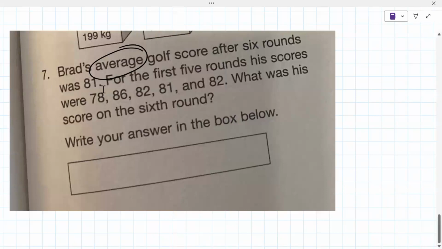So let's just say we wanted to find the average of the first 5 scores. How do you know how to do that?